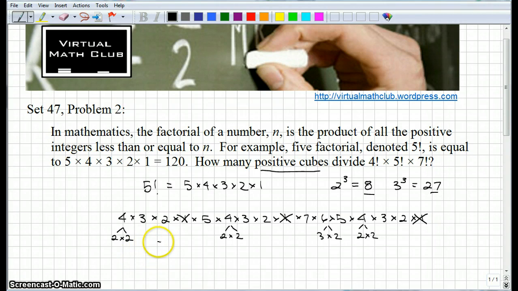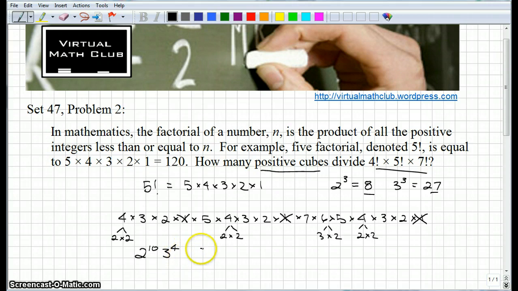Alright, so let's start with the lowest prime number and figure out how many factors of 2 there are in this whole number. So how many 2's do we have? We have 1, 2, 3, 4, 5, 6, 7, 8, 9, 10. So we have 2 to the 10th, right? How many 3's do we have? 1, 2, and then we have a 3 in the 6 and another 3, so that's 4. So we have 3 to the 4th, right?